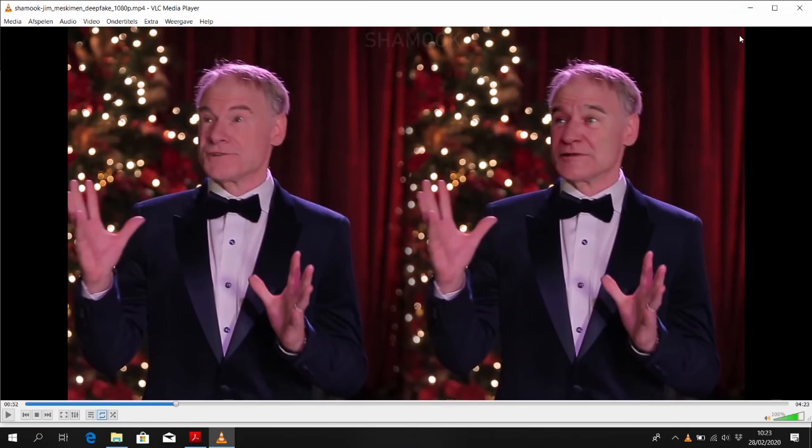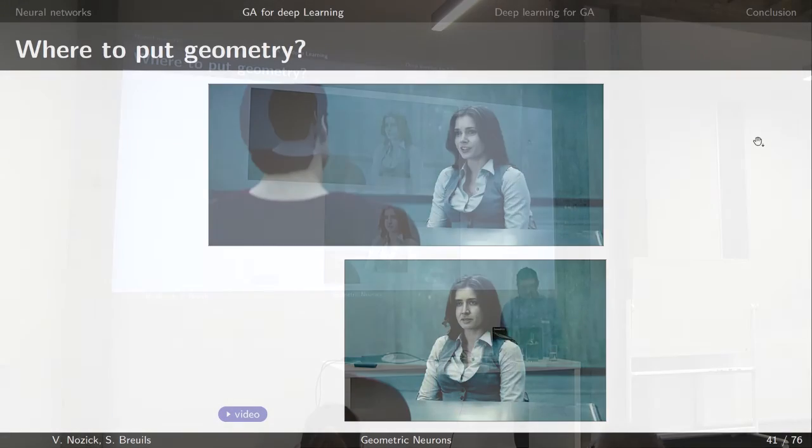Here, this is impressive, I think. There's no geometry inside. This is just an autoencoder. Here we are clearly doing geometry because the guy is moving the head, and the head is not flat, so there's some geometry, but still there's no geometry inside the network.